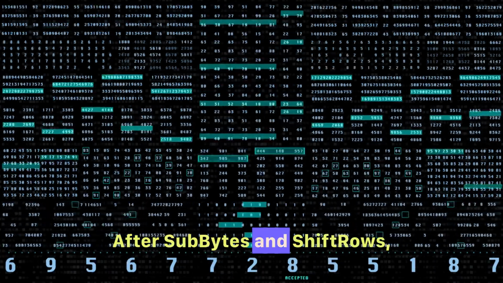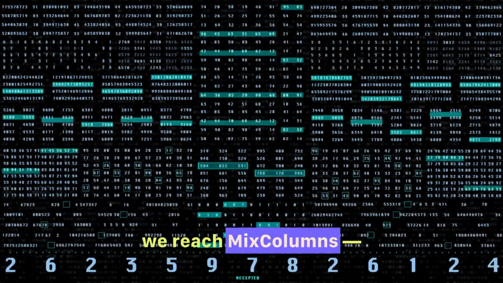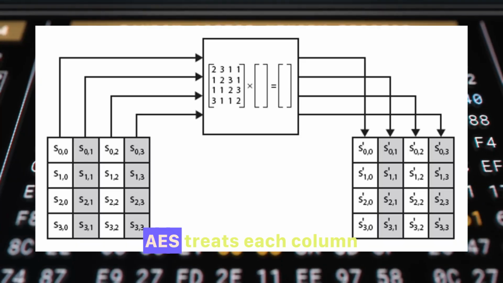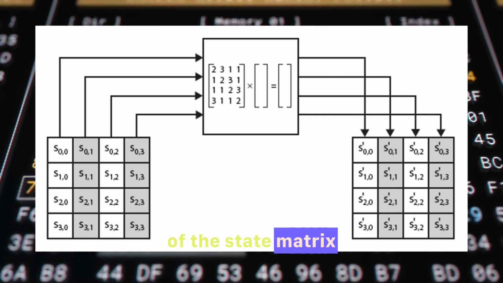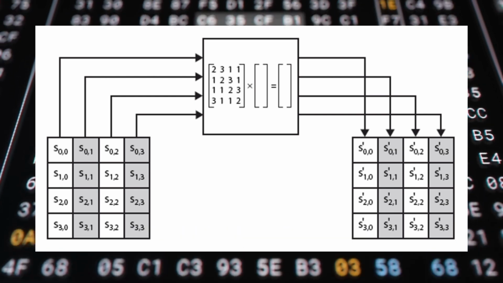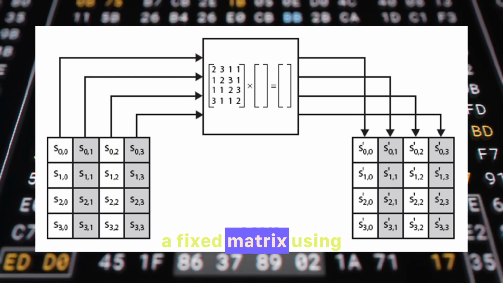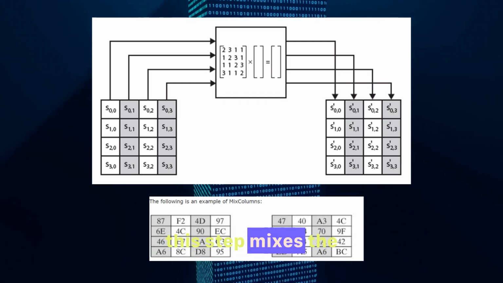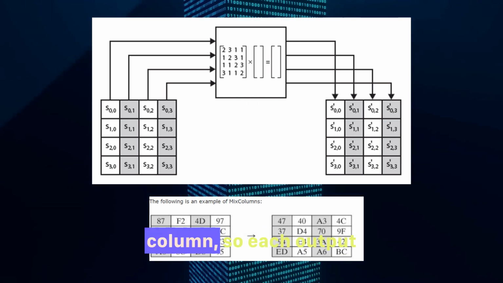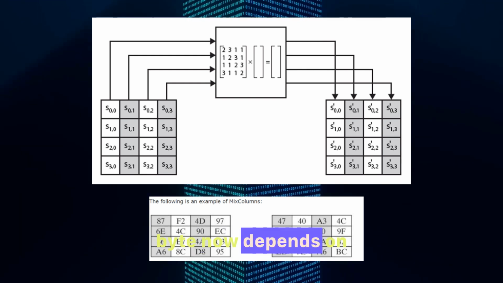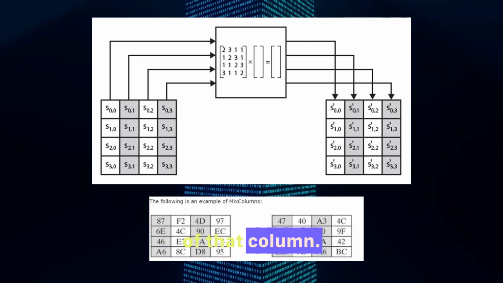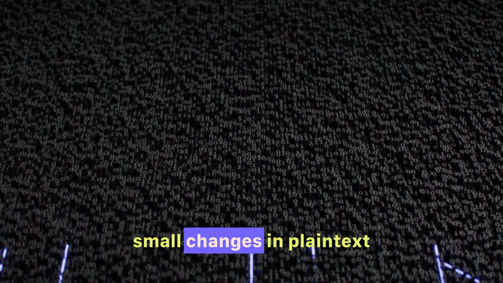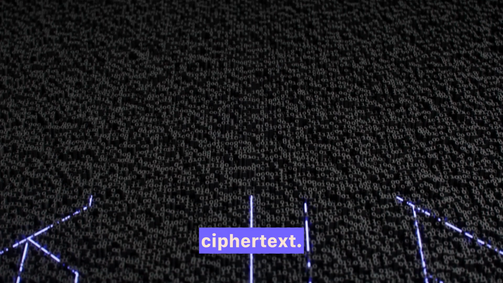After SubBytes and ShiftRows, we reach MixColumns, one of the most mathematically elegant parts of AES. AES treats each column of the state matrix as a 4-term polynomial and multiplies it by a fixed matrix using finite field arithmetic. What's important is that this step mixes the 4 bytes within every column, so each output byte now depends on all 4 input bytes of that column.